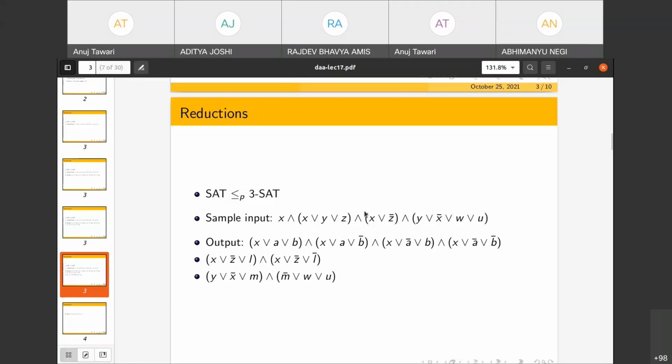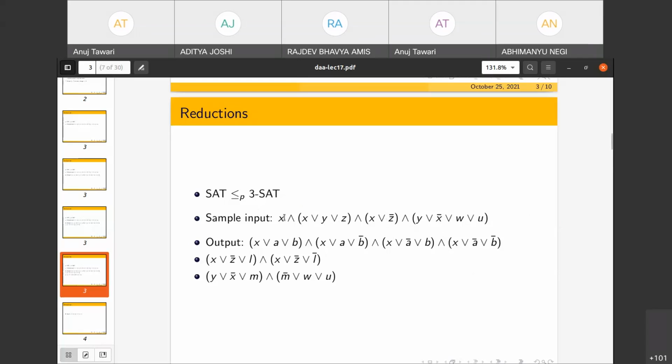So here's one input. We saw how to reduce it to just 3 variables per clause. So initially, the satisfiability problem could have any number of clauses and any number of variables inside each clause. But now we want to reduce it to just 3 variables per clause. Okay. So here, the first clause has only one variable, the second has 3, the third has 2, and the fourth has 4 variables.